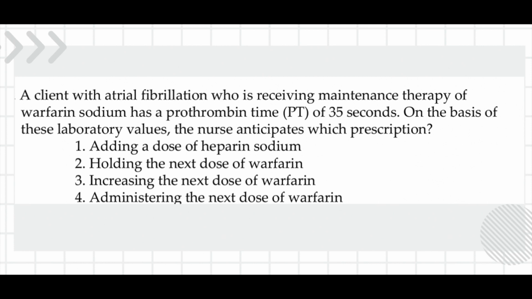Our first question. A client with atrial fibrillation, also known as AFib, is receiving maintenance therapy of warfarin sodium, Coumadin. So we have a PT of 35 seconds. On the basis of these laboratory values, the nurse anticipates which prescription? A, adding the dose of heparin sodium. B, holding the next dose of warfarin. C, increasing the next dose of warfarin. Or D, administering the next dose of warfarin. Okay?